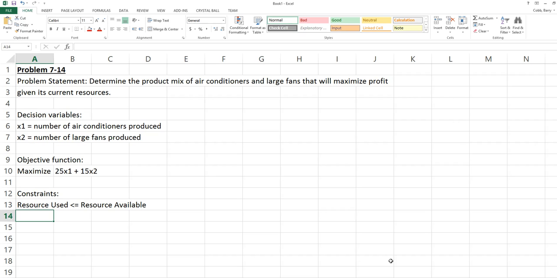If we look at the wiring time in this problem, it takes 3 hours for one air conditioner and 2 hours for a fan. So we will use 3 hours of wiring time for each X1 that we select, or 3 times X1. We'll use 2 hours for each large fan, or 2 times X2. Once we make this calculation, that will give us the amount of resource that's used for any combination of X1 and X2. This will have to be less than or equal to the wiring time that's available.